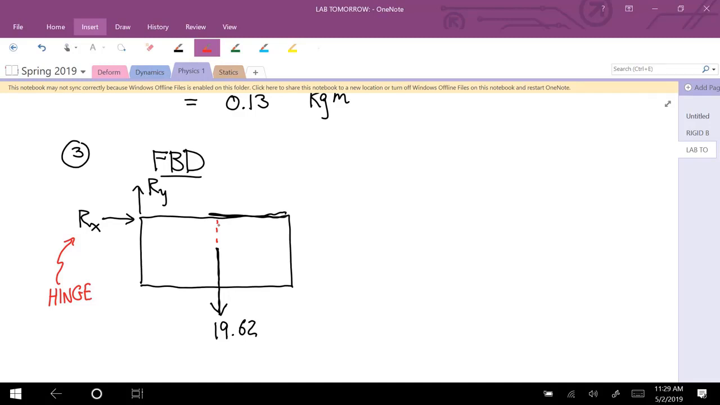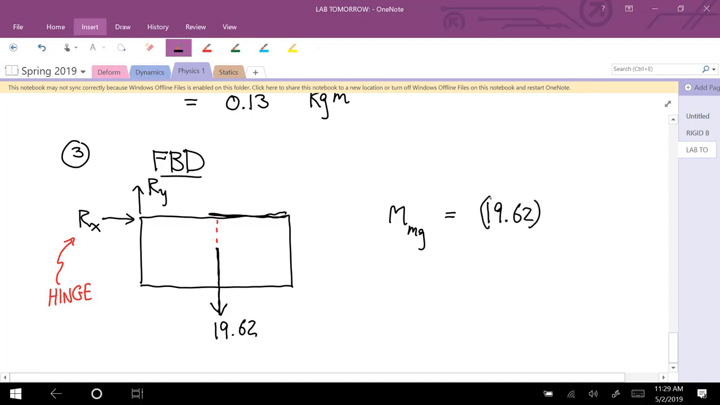And so that says that the moment produced by the weight is equal to 19.62 times the distance from the about point to the force once you get it to the right spot, that perpendicular distance. So what's the perpendicular distance from this point to that force, or to its line of action? 0.2, yep.